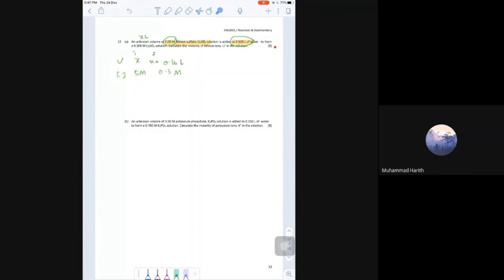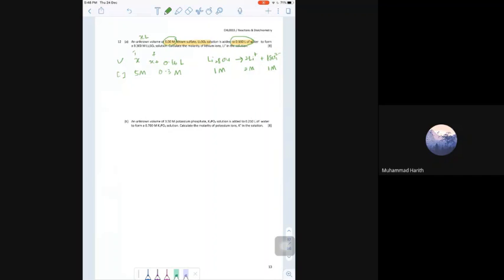Sekejap to form 0.3. Oh, actually to answer this question, you have to know that in one lithium sulfate, Li2SO4, we will have 2 Li plus and 1 SO4 2 minus. So if you have 1 molar of lithium sulfate, you will have 2 molar of Li plus and 1 molar of sulfate ion.